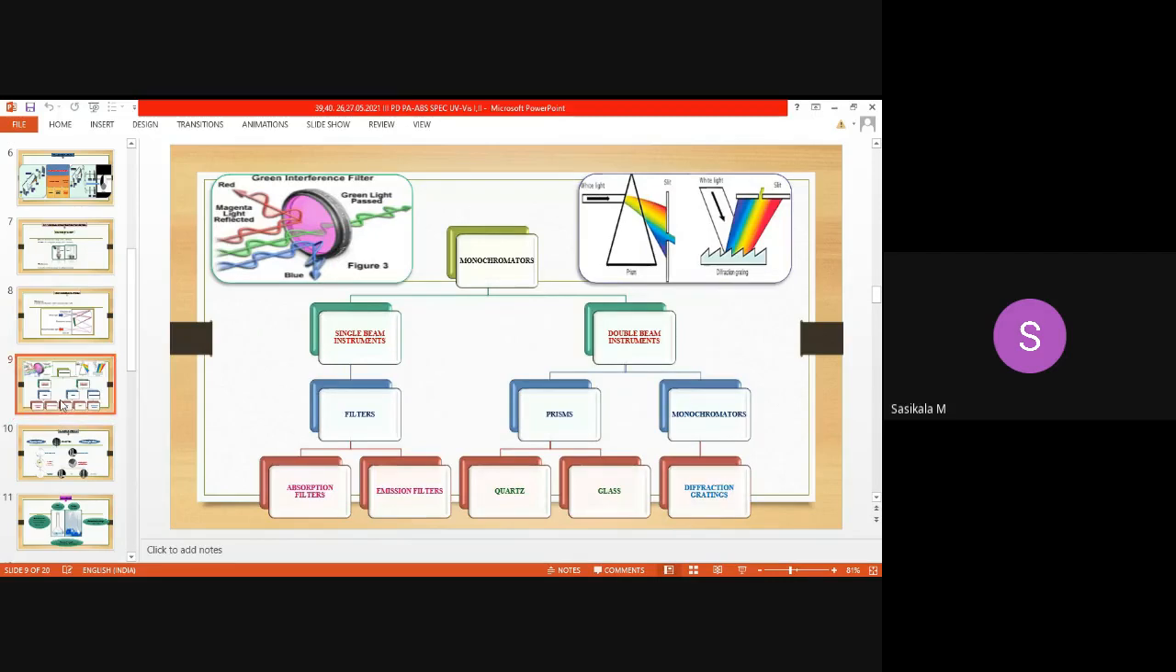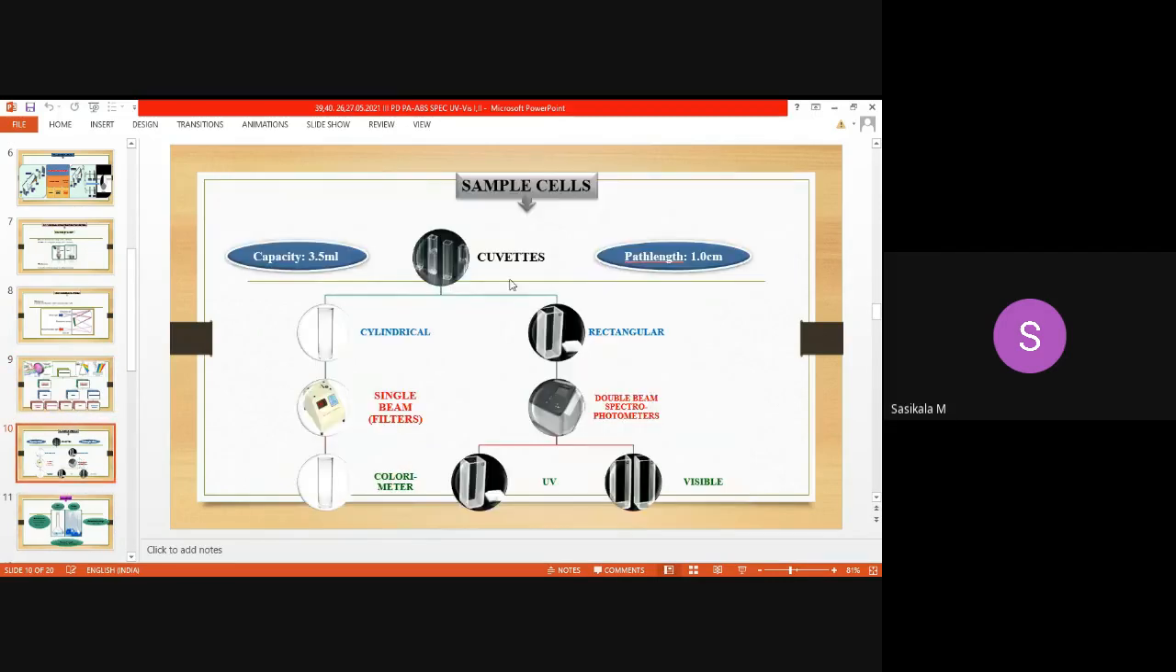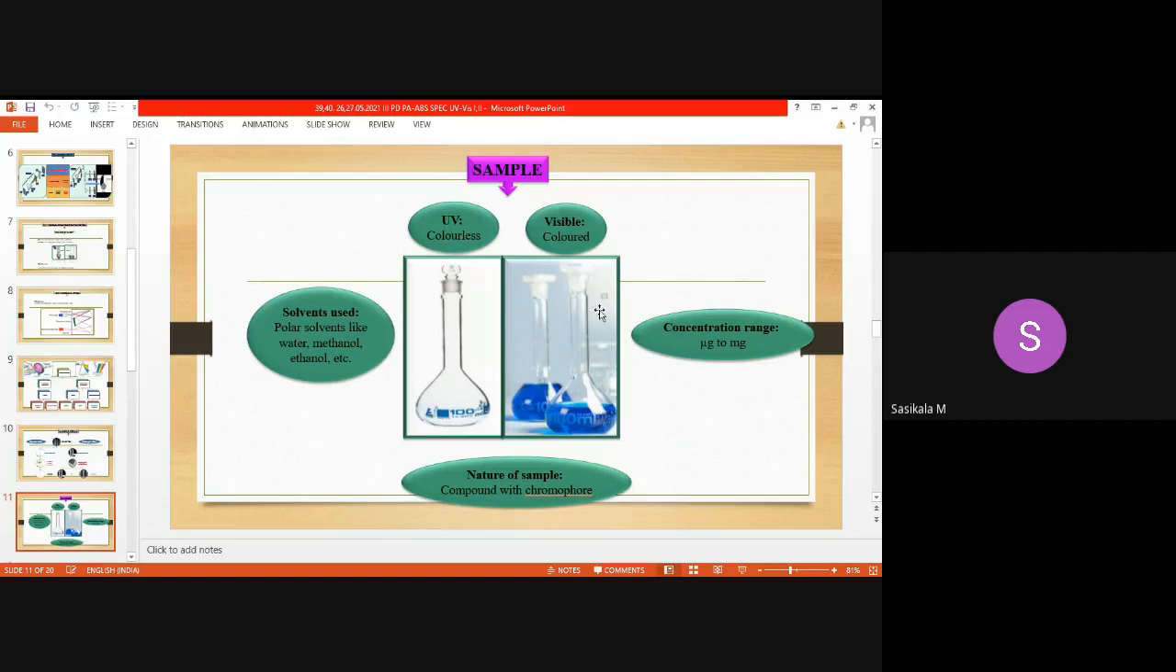And in monochromator parts, based on the types of instruments, what differences are you finding? In the cuvette, what differences between UV and visible are you observing? And in the sample, what differences are we observing? You need to note these down. When asked to differentiate the two techniques, you need to differentiate them.